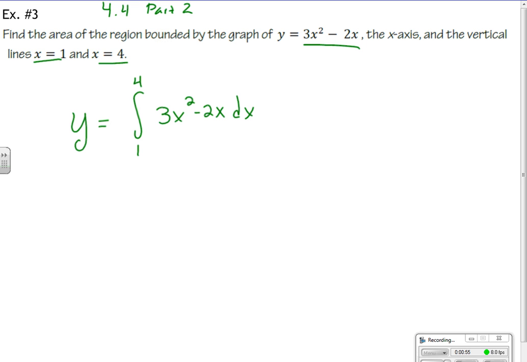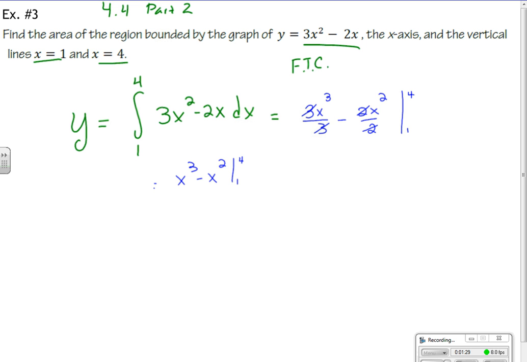So what do I need to do? Well, I need to invoke the fundamental theorem of calculus. Let's find the integral first. The integral of 3x squared would be 3x cubed divided by 3 minus 2x squared divided by 2, evaluated from the lower limit 1 up to the upper limit 4. Well, we can simplify a little bit here, clean it up. And let's look at this then as x cubed minus x squared. Hey, not too bad.